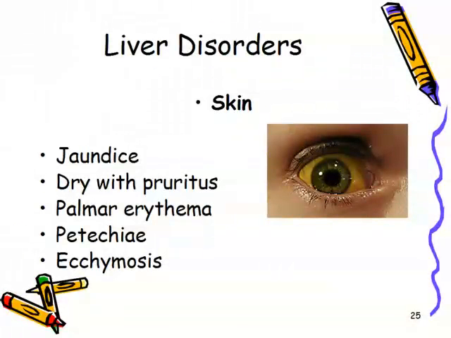And remember, patients that do have jaundice and an increase in bilirubin in the skin will typically have very dry skin with lots of itching. They may have redness in the palm area. They may also have petechiae and ecchymosis noted because of clotting factors not being produced as they should be by the liver if it's damaged.